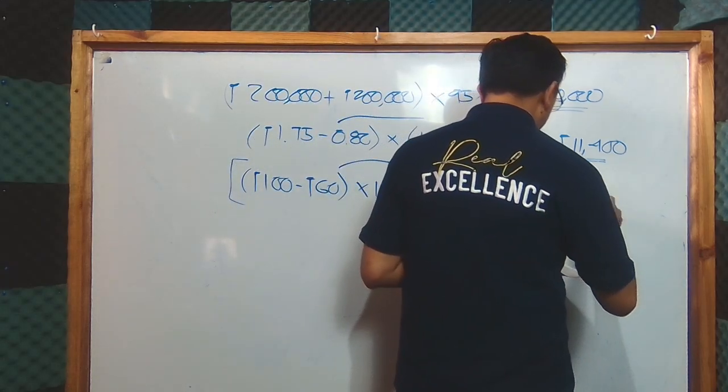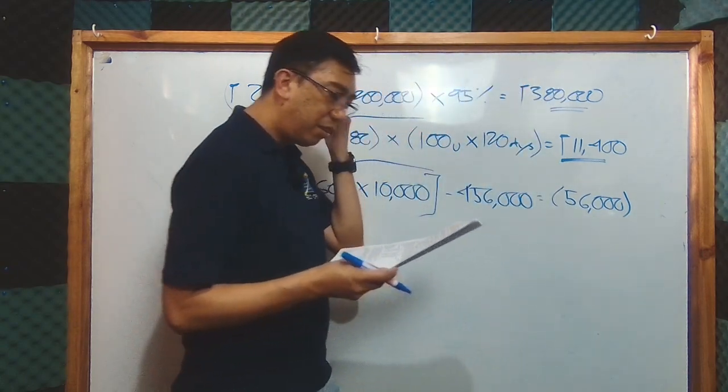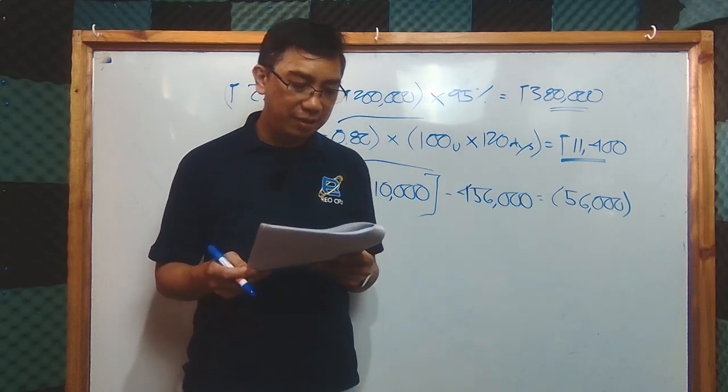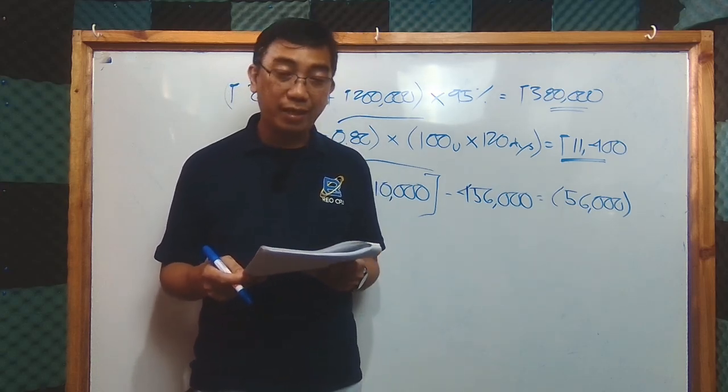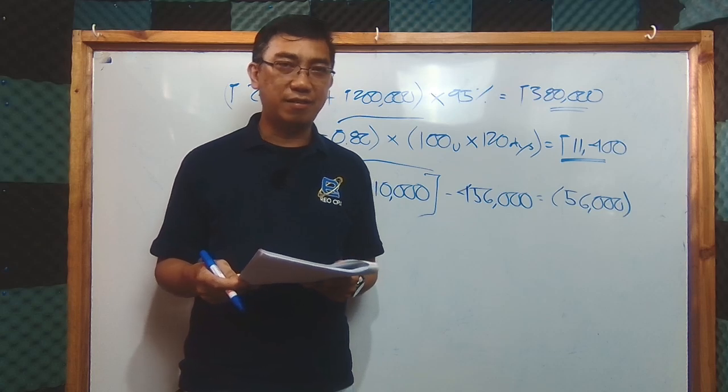Ayan. So, na-net loss na siya na 56,000. If you look at your choices, pag tinignan natin yung choices natin, class, nakalagay na doon si letter A. Okay, letter A na yan. Di ba? Pero what if we want to consider tax effects?